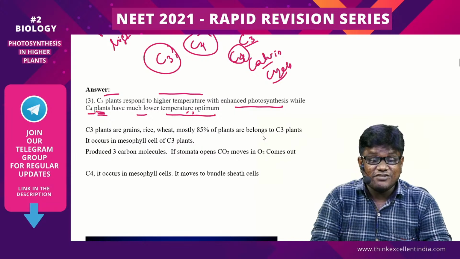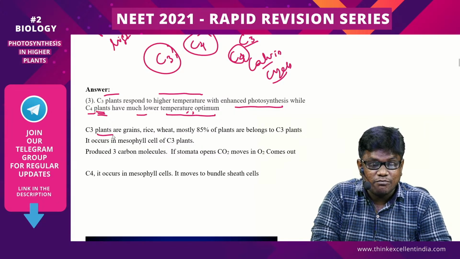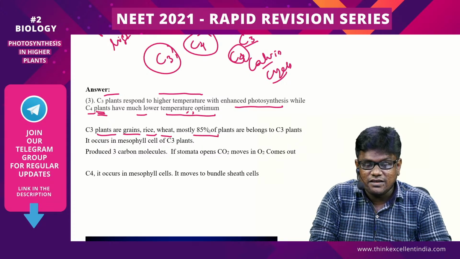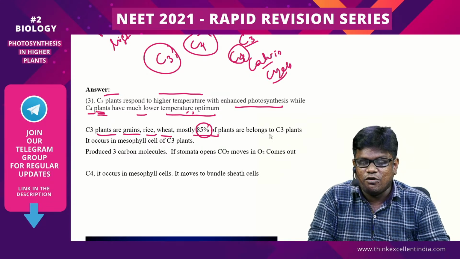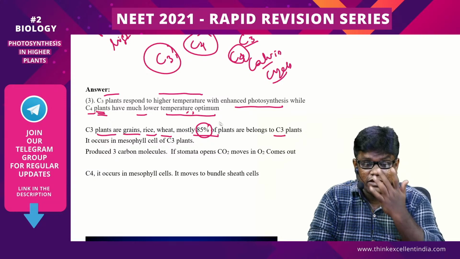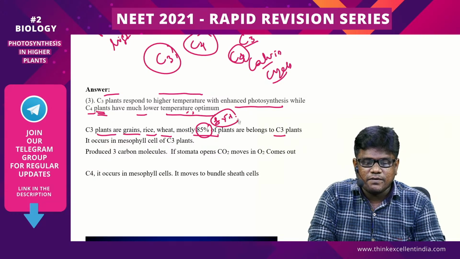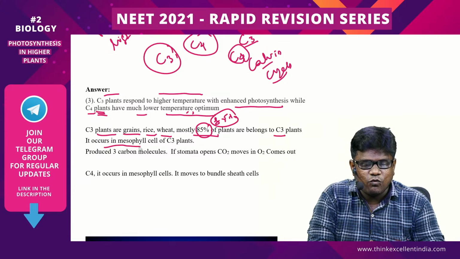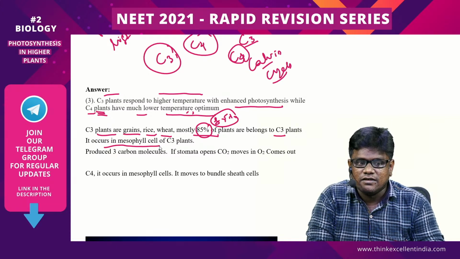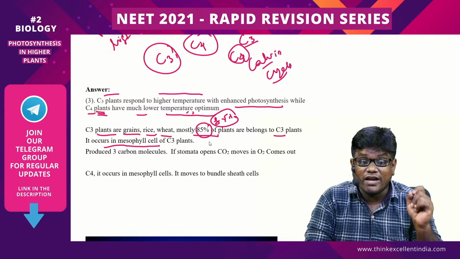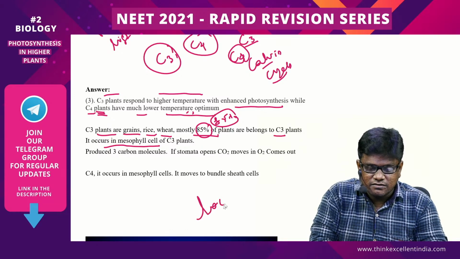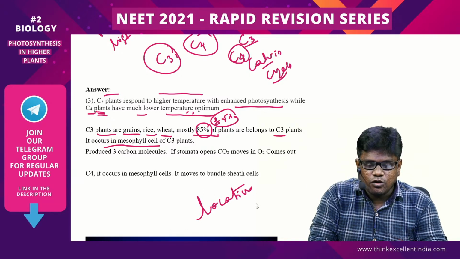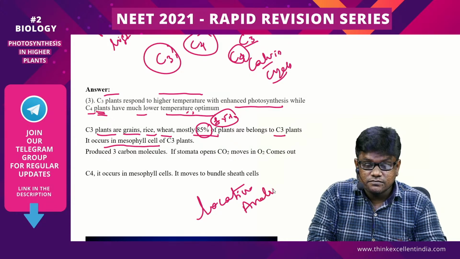For C3 plants, examples are grains, rice and wheat, and mostly about 85% of plants belong to C3. In India also, about 85% of plant species are C3, and it occurs in what type of cell? Mesophyll cell. So location is very important in biology. Locative analysis.